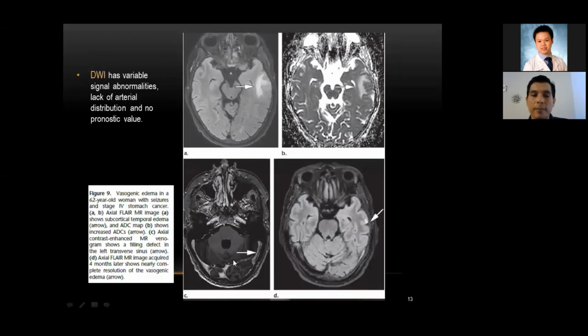And in FLAIR, we can see this thrombus in the transverse sinus. And after 4 months, a later study shows nearly complete resolution of the vasogenic edema. And this is a characteristic of vasogenic edema that we will see in these stroke mimics, that this more probably resolves, which is not happening in cytotoxic edema.